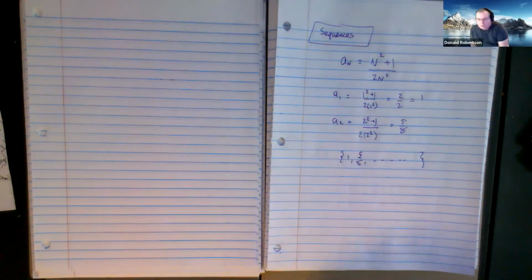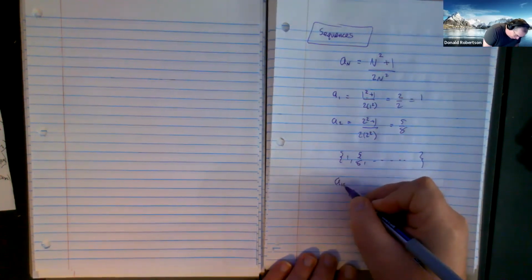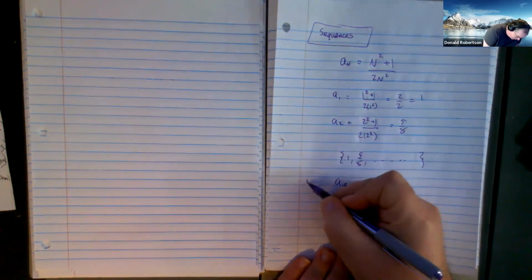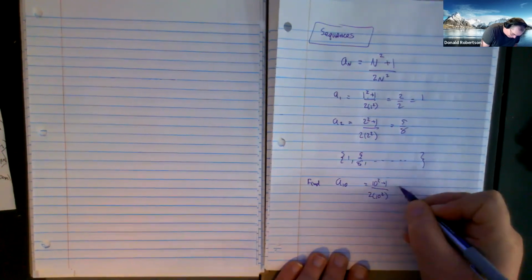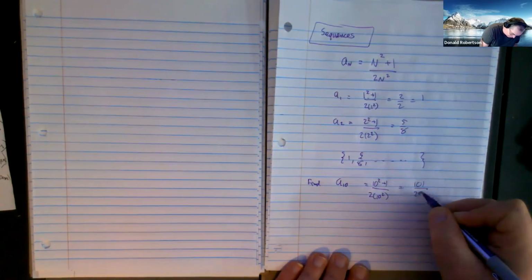And if you wanted to know the second term, it would be 2 squared plus 1 over 2 lots of 2 squared. That's 5/8. And so you would have your sequence and it would go 1, 5/8, and then forever. So one question might just be, what is the 10th term of a sequence? You can imagine in a multiple choice world, that would be a reasonable question. The answer would be 10 squared plus 1 all over 2 lots of 10 squared, which is 101 over 200. And there's your answer.